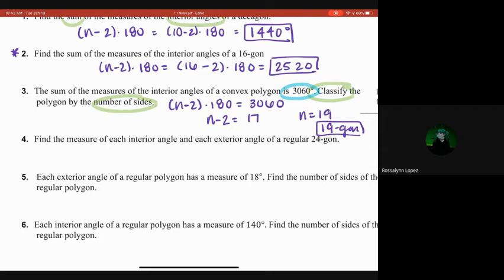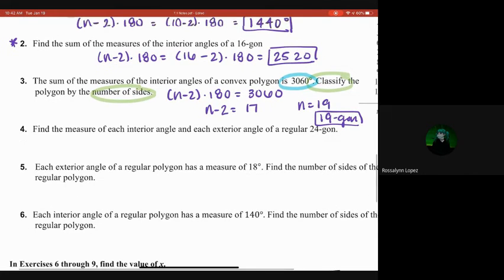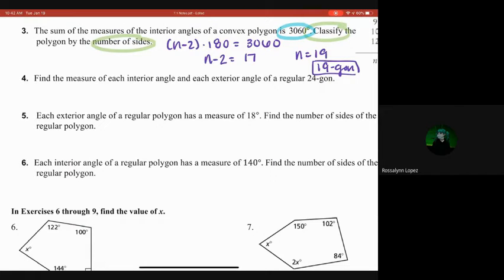All right, number 4. Find the measure of each interior angle and each exterior angle of a regular 24-gon. Each means 1, okay? So if I want you to find the measure of each, that means just find one of them because they're all the same, okay? Now this is a perfect example of there is more than one good way to do this problem.